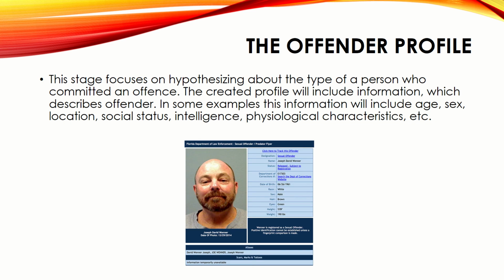Then we've got the offender profile. This stage focuses on hypothesizing about the type of person who may have committed this offence. The created profile will include information which describes the offender. In some examples, this information will include age and sex, location, social status, basically that social profile and that psychological profile of the criminal. And this is an example you can see here. It's got a number of different pieces of information about him. Green eyes, 5'9", 190 pounds, and so on. And they actually found the criminal after they had made an offender profile about what he may have looked like and may have been.